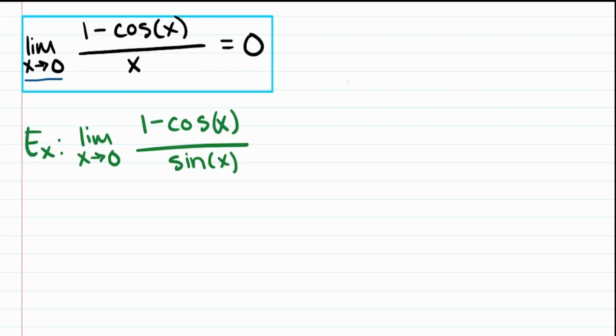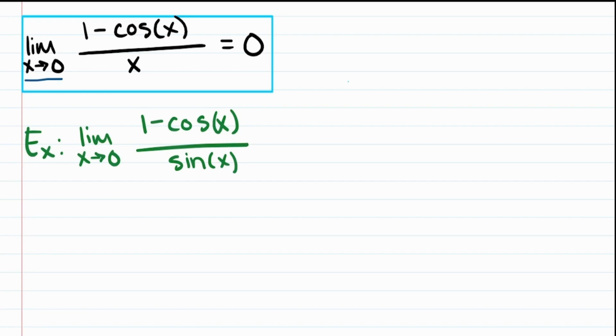The next one we're going to talk about is the limit as x approaches 0 of 1 minus cosine x over x always equals 0. So again, note that we're taking the limit as x approaches 0. If there's another number there, this special limit can't apply. So looking at our example, pause the video, take a moment, and try to figure it out.